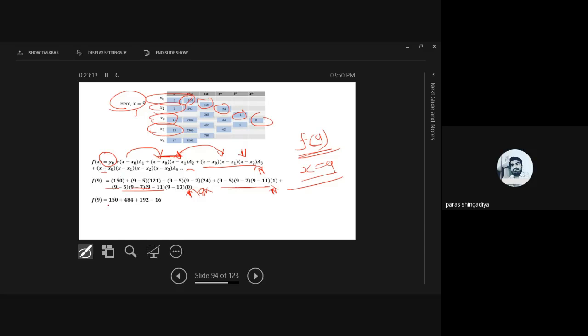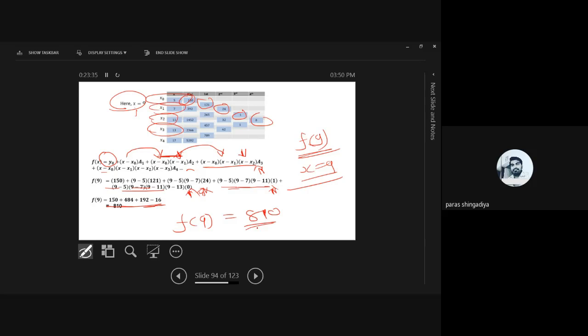The answer of the first term is 150. 9 minus 5 into 121 is 484. Then the answer of the third term is 192. And the answer of the last term is minus 16. Then add all these terms. The answer you will get is 810. It is the solution of f of 9 by using the Newton divided difference formula.